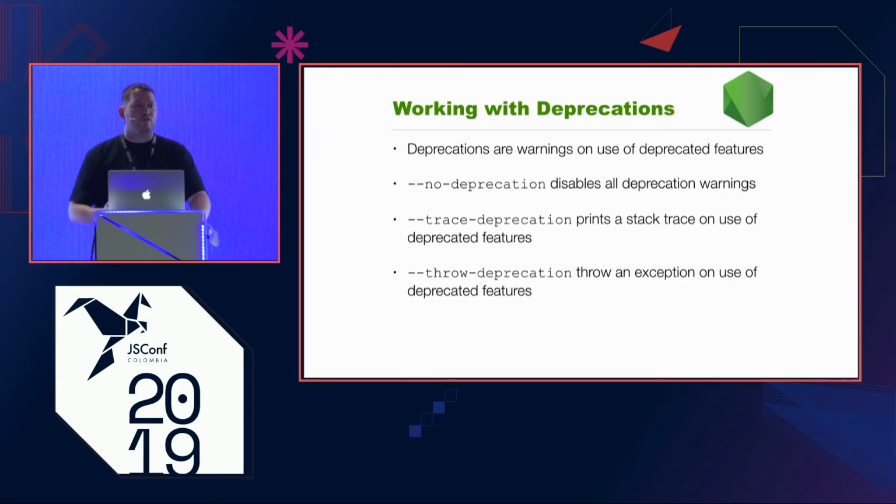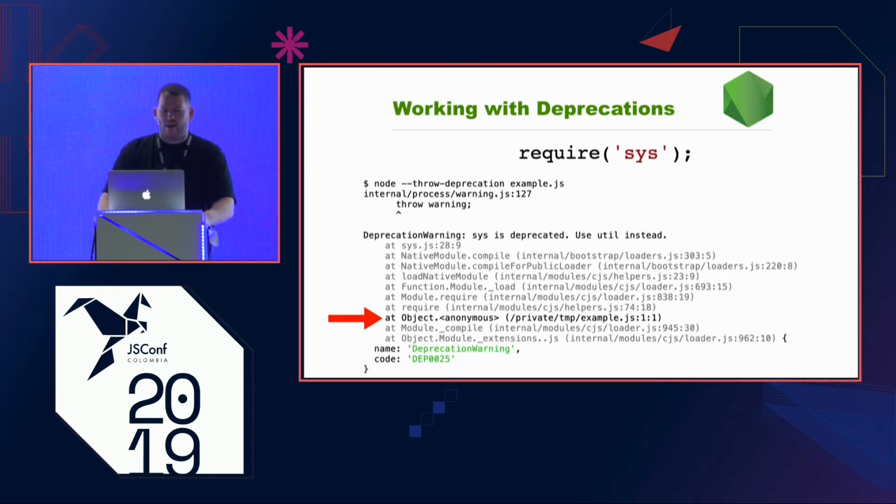--trace-deprecation works similarly to --trace-warnings, but is special-cased only to deprecation warnings. And then with deprecations, you can actually cause your application to throw if someone's using a deprecated feature. That's probably something you want to do more in development, not necessarily in production, but --throw-deprecation is there for you. And then just going back to the same one-liner from before, now I'm using --throw-deprecation and running the same code, and you see basically the same warning is printed. There's the same red arrow showing you where in your code it's coming from.